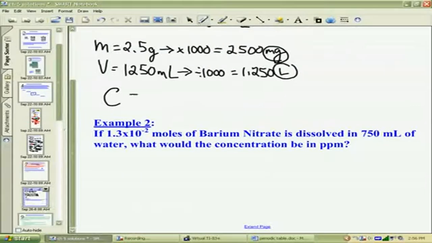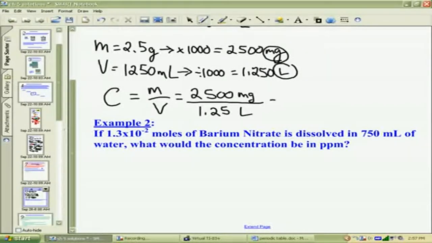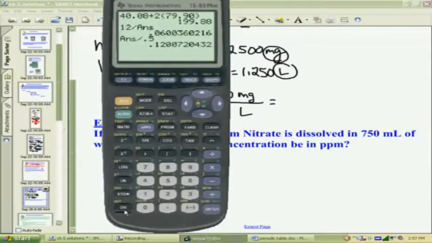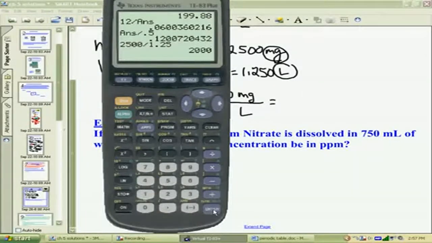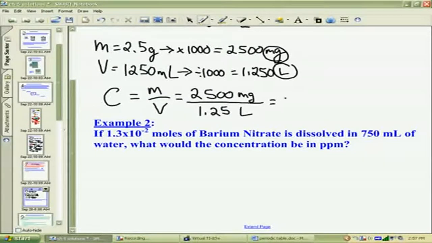With those units as milligrams and liters, now we're ready to calculate the concentration in parts per million by making it M over V. So we take 2,500 milligrams and divide that by 1.25 liters. When we take 2,500 and divide by 1.25, you get 2,000. That is our answer, in milligrams per liter, or 2,000 parts per million, ppm.